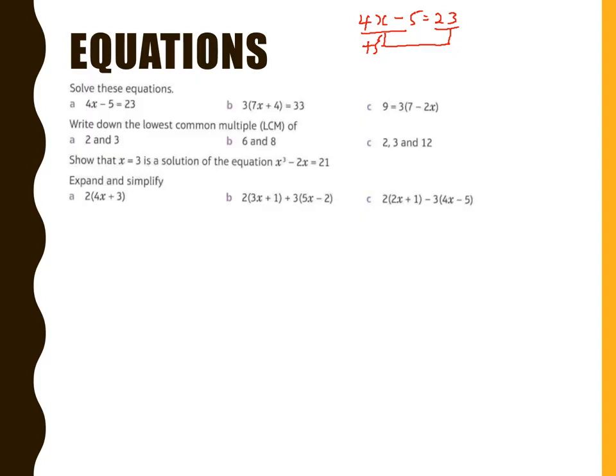But because of this balancing method, whatever I do on this side, I have to do it on the other side. So if I'm going to add plus 5, I have to add plus 5 on the other side.